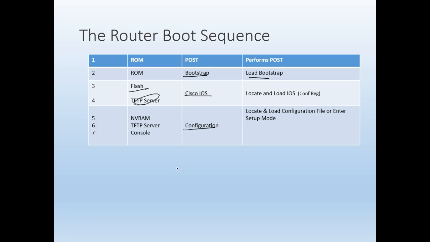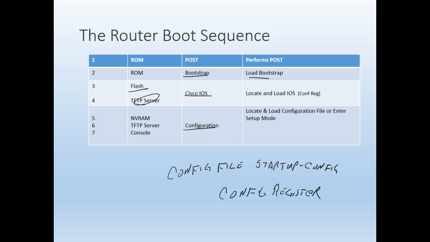Now, the configuration file, which is the startup config, which is what we do, and the configuration register are different things. And with a lot of configuration here, this is the configuration file. The configuration register is up here, and it tells the router where to look for the operating system. Again, there's going to be a slide here for that.